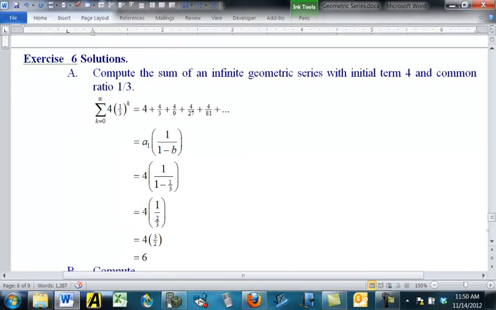So here's the first one. An infinite sum of an infinite geometric series. So we're adding together infinitely many things, but notice we'll come up with a nice finite number, actually 6. So initial term 4 and common ratio 1/3. So we're adding 4 plus 4/3 plus 4/9 plus 4/27 plus 4/81, etc. And we're adding up all infinitely many of these things. So the first term is 4, and the base is 1/3. So 1 minus 1/3 is 2/3. 1 over 2/3 is 3/2. 3/2 times 4 is 6. So that sums up to 6.